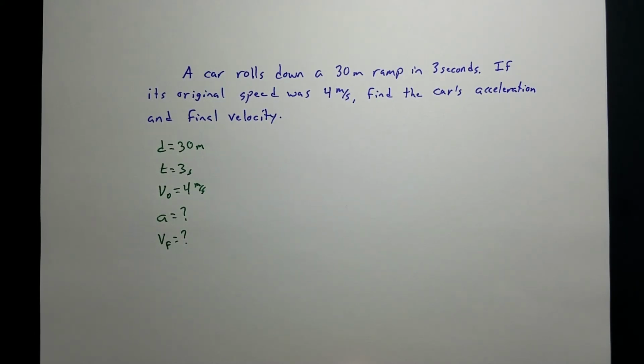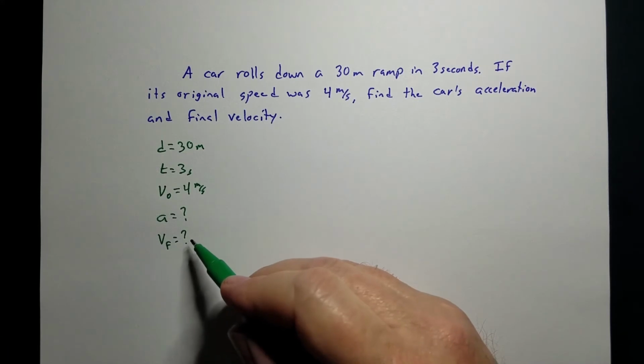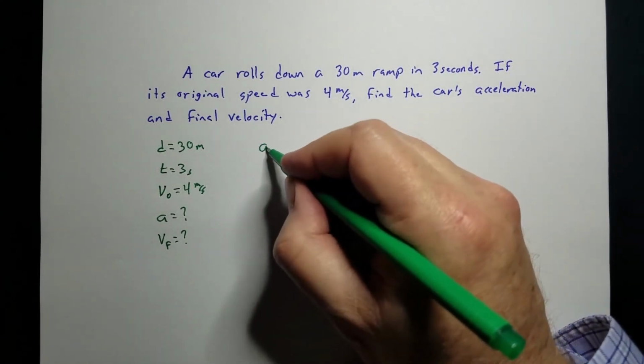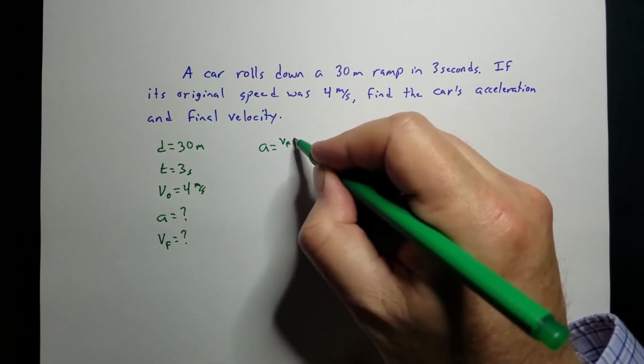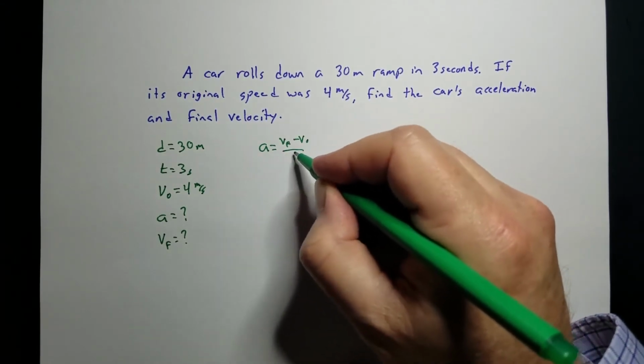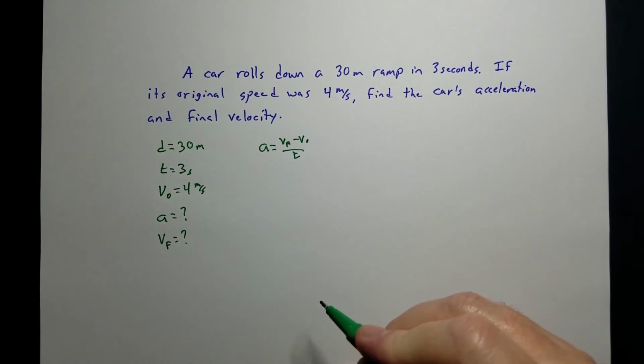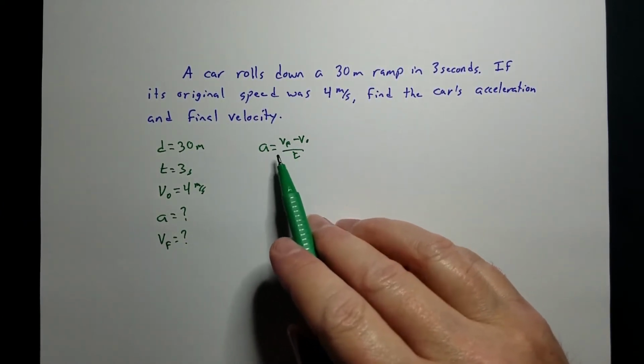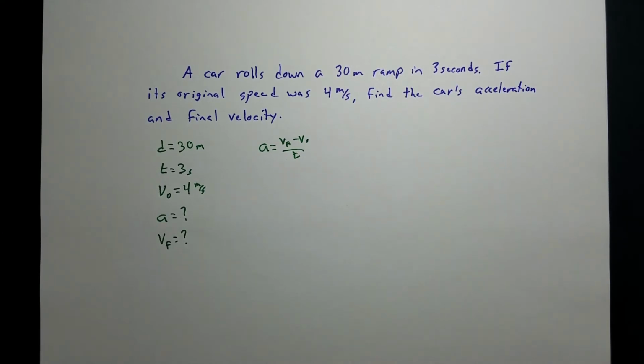Well, that brings up a good question. So if we look at this, we've got two things that we can do. We're looking for final velocity. And so one equation that we know with final velocity in it is a equals vf minus v0 over t. Problem is we don't know the acceleration or the final velocity, so we're kind of stuck with that one. So we need to figure out one of those two numbers to actually answer that one.